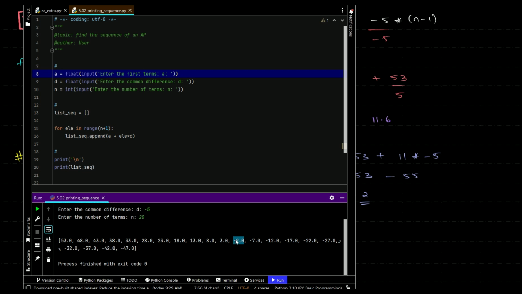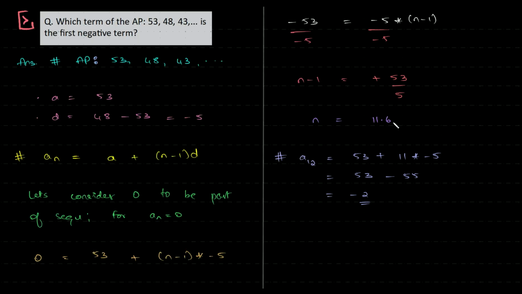It is between 3 and minus 2. That's why we got a decimal value, right? If it was part of the sequence, we would have got a definite value. But whatever the result is, you just have to take the next integer value. The next integer value is 12, right?